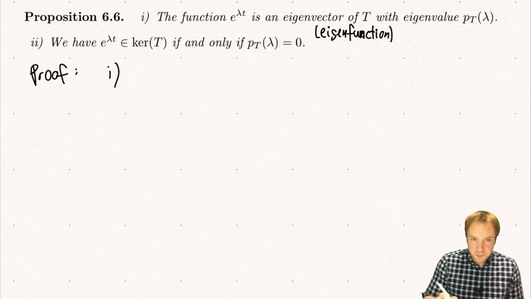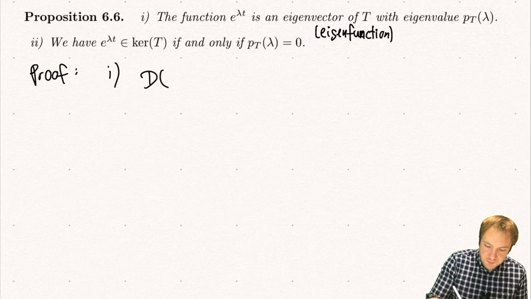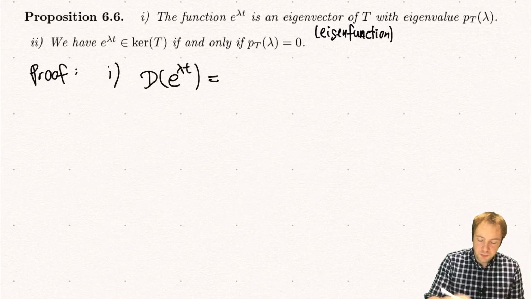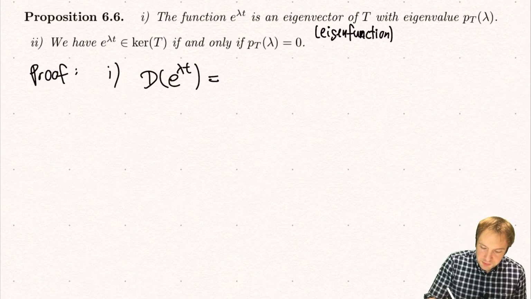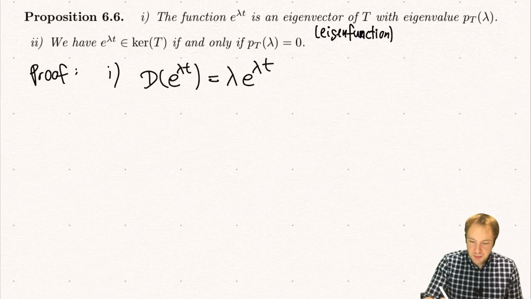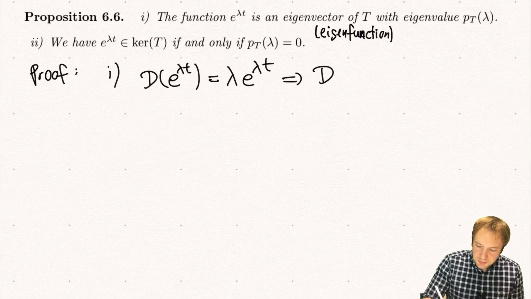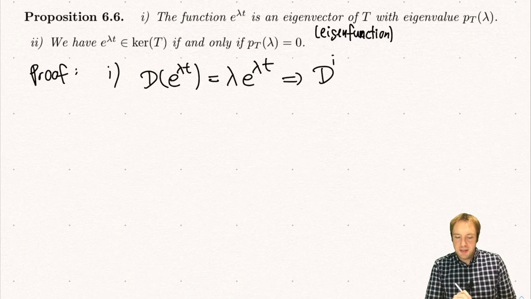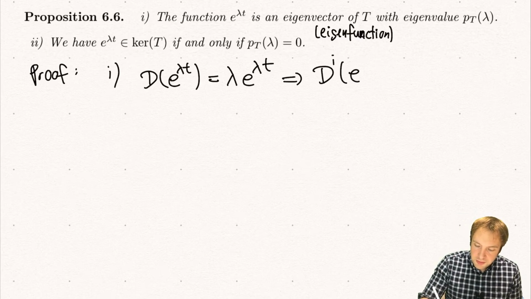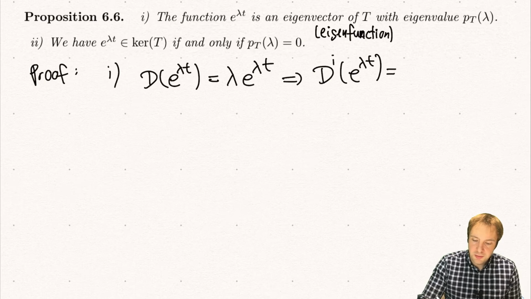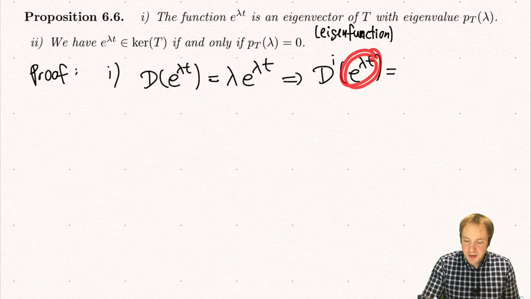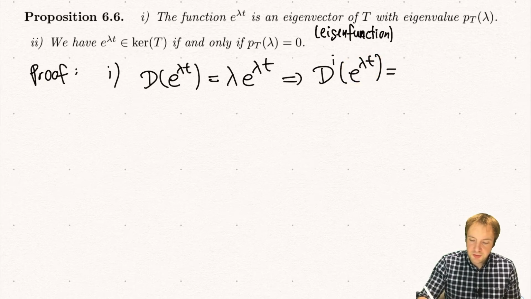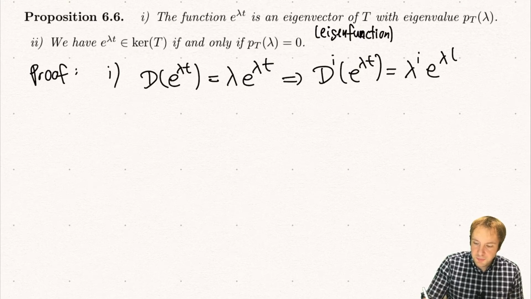So first notice, what is the derivative of e to the lambda t? What is the first derivative of e to the lambda t? Well, it's lambda e to the lambda t. So if I apply this operator d^i to this e to the lambda t, in other words, if I take the ith derivative of this, this just means that I get lambda to the i, e to the lambda t.